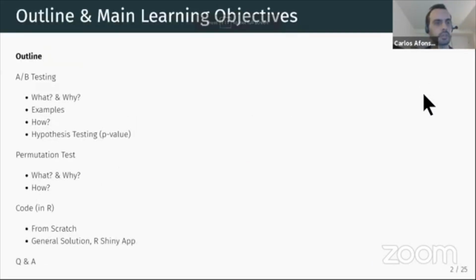So this is the outline for today. We're going to cover A/B testing and permutation test. So those are going to be the two main sessions. At the end, we'll have a coding session using the R programming language. And at the very end, we'll have a Q&A session.